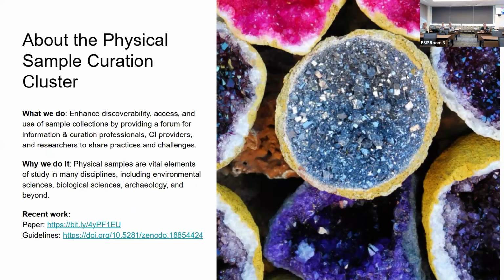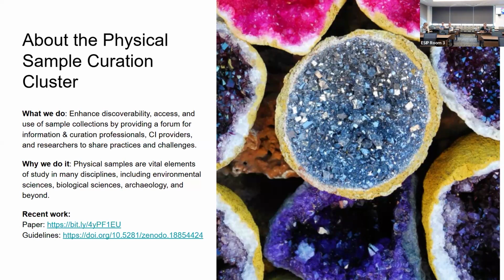For those of you that aren't, the physical sample curation cluster has been around, I am horrified to say it out loud, probably 10 years at this point, maybe 8 years, but it's been around for a while. The goal is to support physical sample collections. So core repositories, museum collections, collections of rocks that are in random researcher closets. We want to support the sharing of data and metadata related to those physical samples so that people can find them and reuse them. And also a big thread that's run through a lot of our work is helping sample collection curators show the impact of their collections and of their curatorial work. So that's been a big focus of the group.